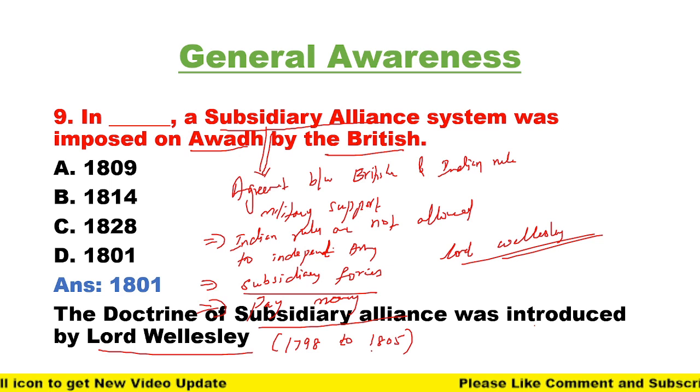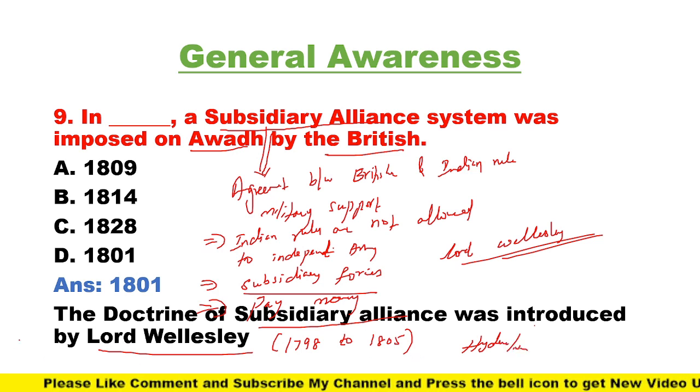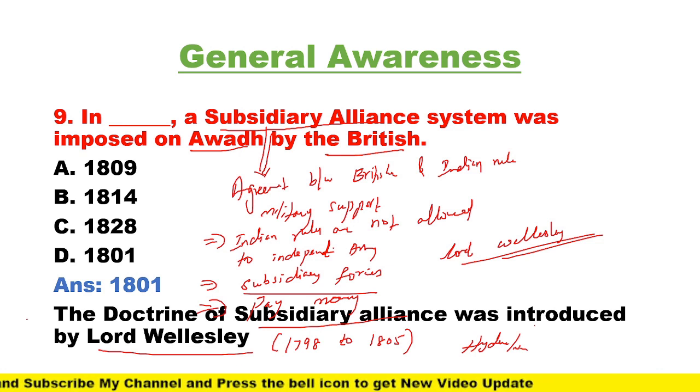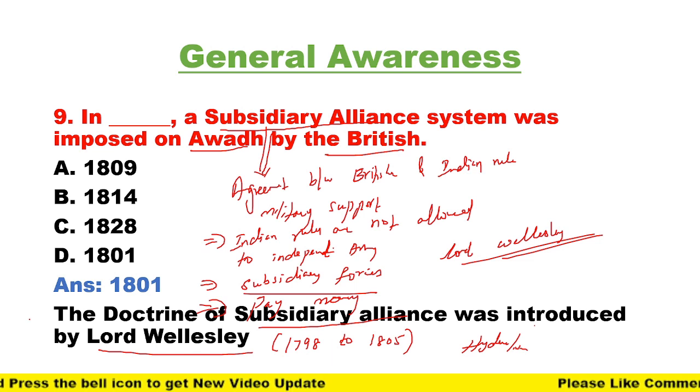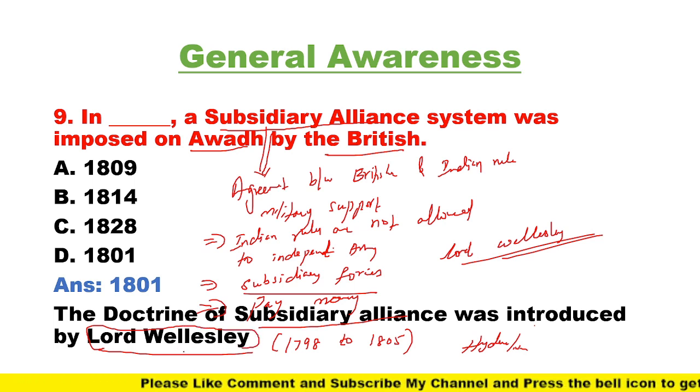So who took it first? The first one to avail the subsidiary alliance was Hyderabad, or the Nizam, you can say. Clear? Remember in which year this subsidiary alliance was imposed on Awadh, and who brought it? Lord Wellesley introduced this subsidiary alliance, and he was the Governor General during that period.